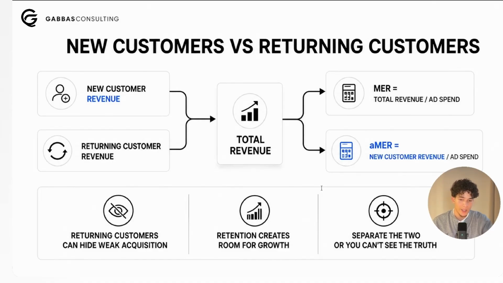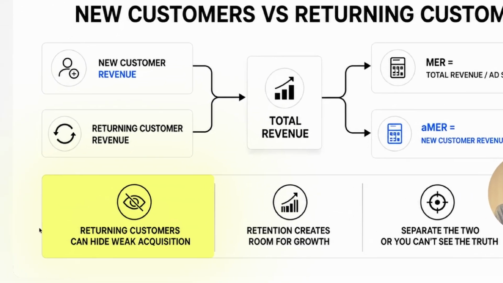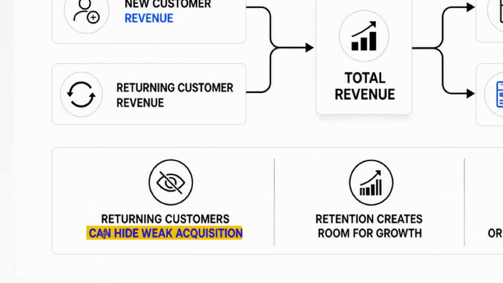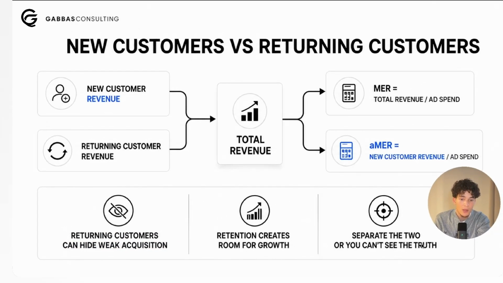Because if new customer acquisition slows down, your future cash flow can and probably will weaken, even if today's total revenue looks fine. And this is because you can't acquire new customers efficiently enough. And so these returning customers can hide your weak acquisition. So you have to separate the two, or you can't see the truth of your finances in your store.